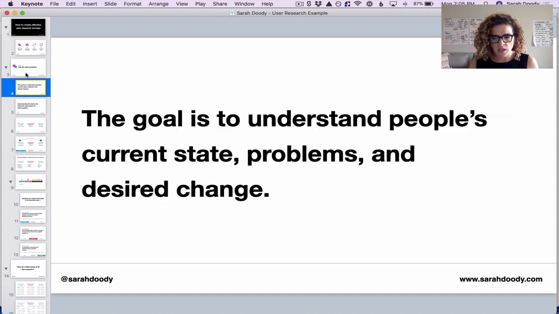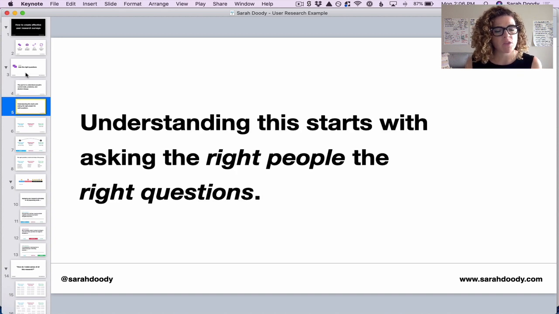Okay, so in this step of research, the goal is really to understand people's current reality. What is their current state? What are the problems they are facing in their everyday life? And not hypothetical problems, but we want to hear about real problems that happened last week, last month, earlier today. And then we also want to understand the desired future world. So if they could have a world where this problem didn't exist, what would that look like? And I'll show you examples in my survey that I created.